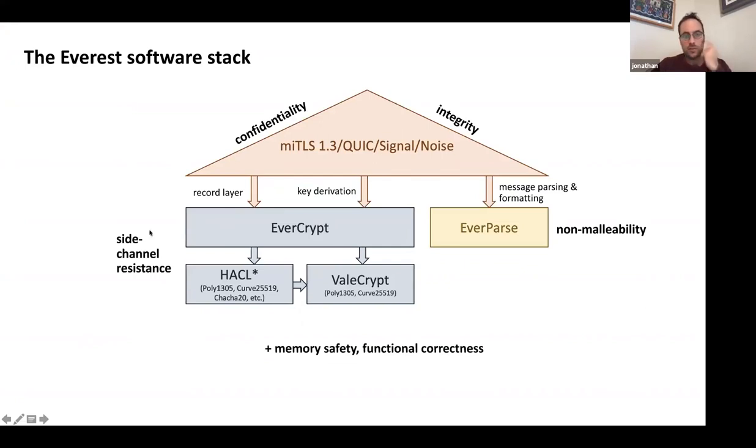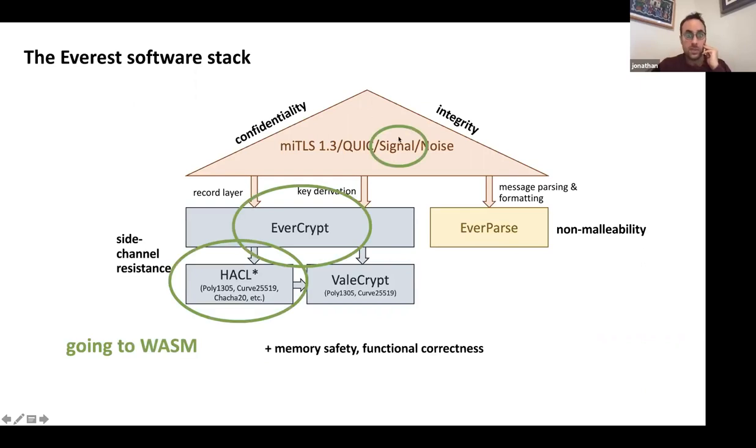The crypto, for instance, has properties of side channel resistance. The applications have confidentiality and integrity. And some parsers may have properties regarding non-malleability, for instance. And so there's a subset of this pyramid that compiles to WASM, and that's the Signal protocol, the EverQuic crypto library that dispatches between the C implementations and the assembly implementations. And so the C implementations have also been recompiled to WASM.